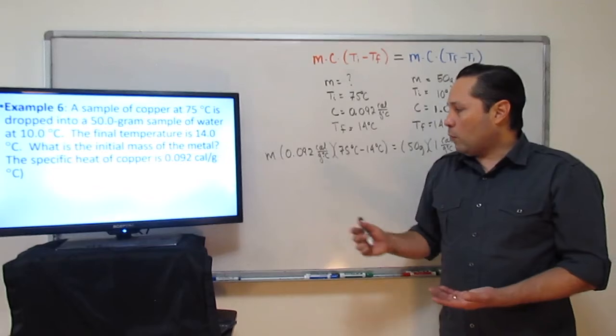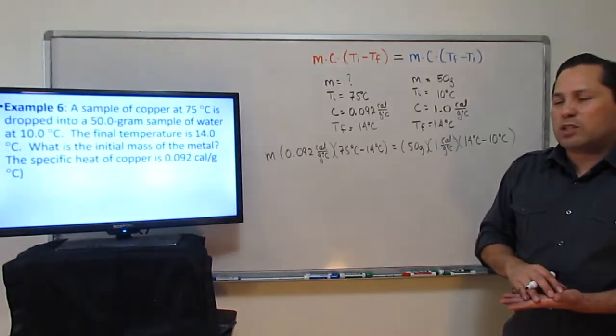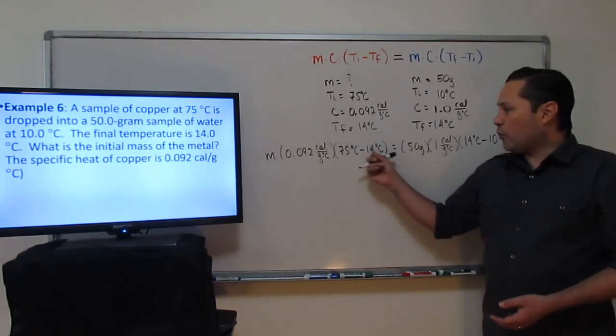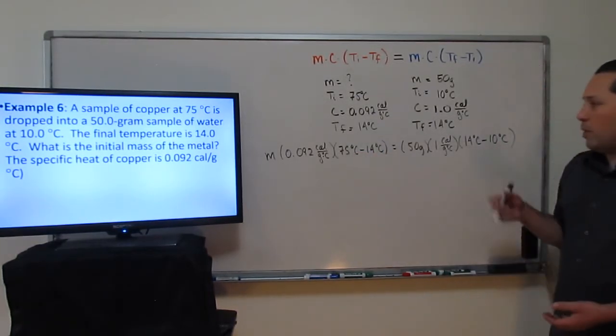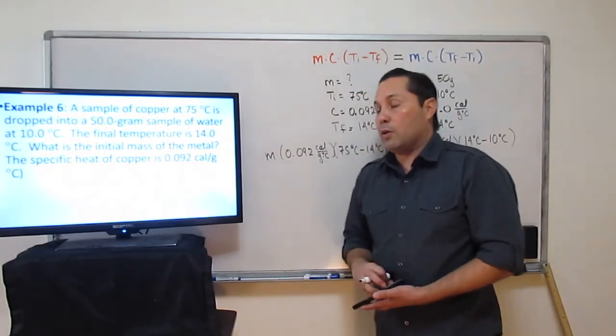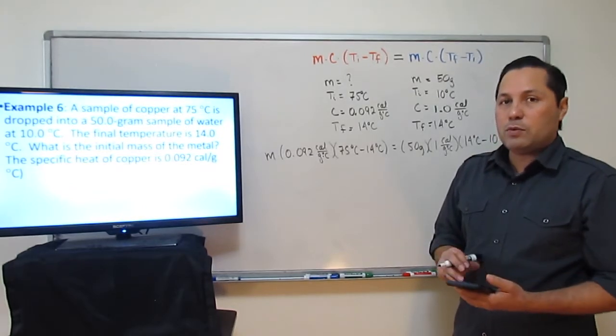All right, so what we're going to go ahead and do first is start by simplifying this again. You just want to make it as simple as possible. We have both values inside of the parentheses, so that might be a great first step. So I'm going to go ahead and subtract 75 minus 14. That's going to give us 61 degrees.